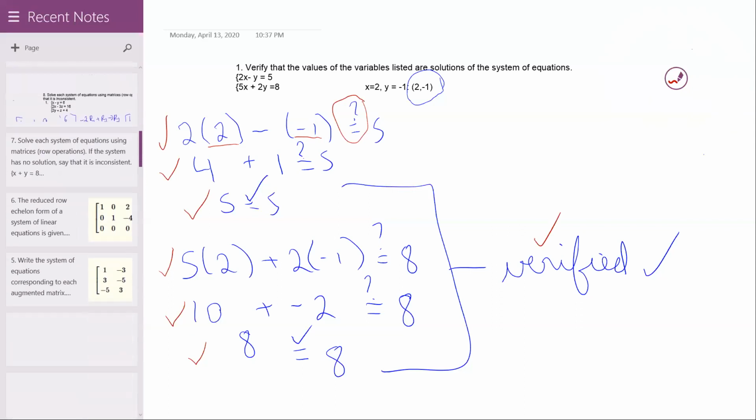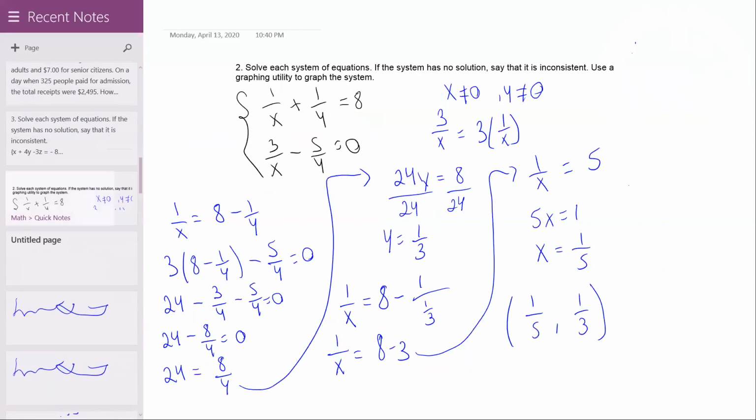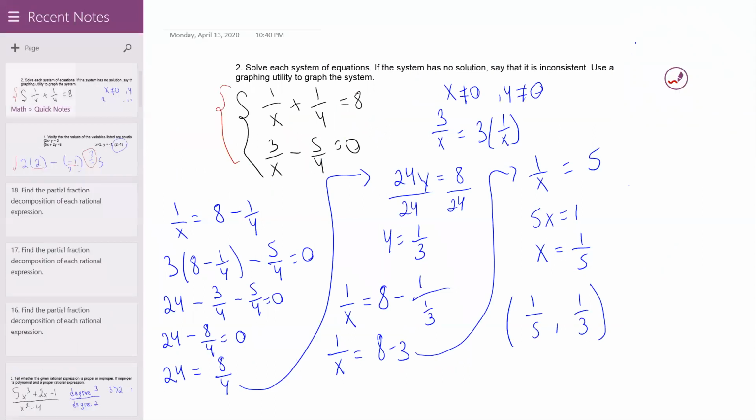So we'll move on to number 2a. So here's what we're given right here. Right from the get-go, we see that x is in the denominator and y is. So we have to say x does not equal 0 and y does not equal 0. Which means if somewhere in the problem we get to a point where we say x equals 0, that's an extraneous solution. So just keep in mind your domain and range.